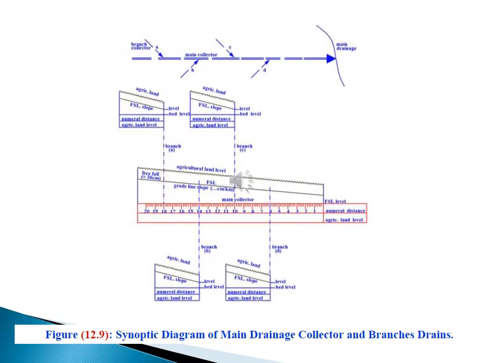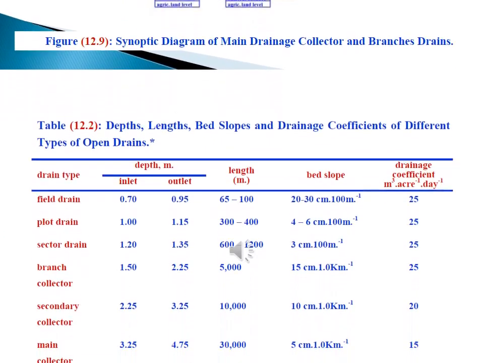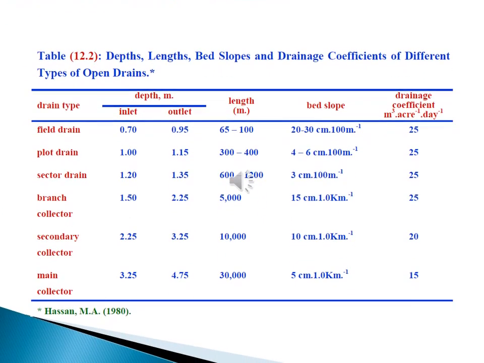Figure showing synoptic diagram of main drainage collector and the branch drains. Look, my dear, an important table showing depths, lengths, bed slopes, and drainage coefficients of different types of open drains.